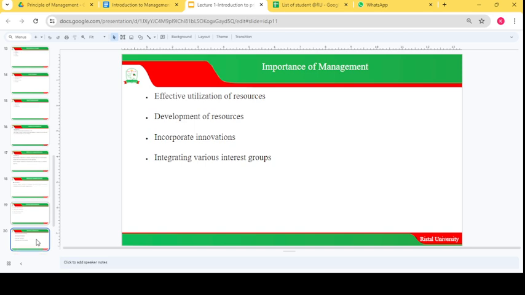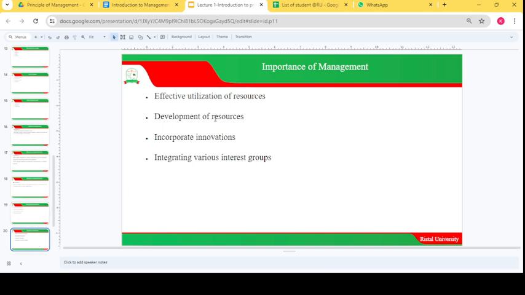And then we look at the importance of management. We have effective utilization of resources. So a management tries to make effective utilization of various resources. So these resources are scarce in nature and to meet the demand of the society. So their contribution should be maximum for the general interest of the society.